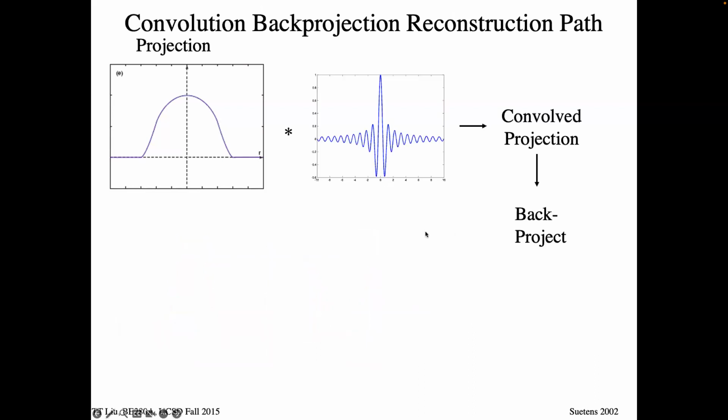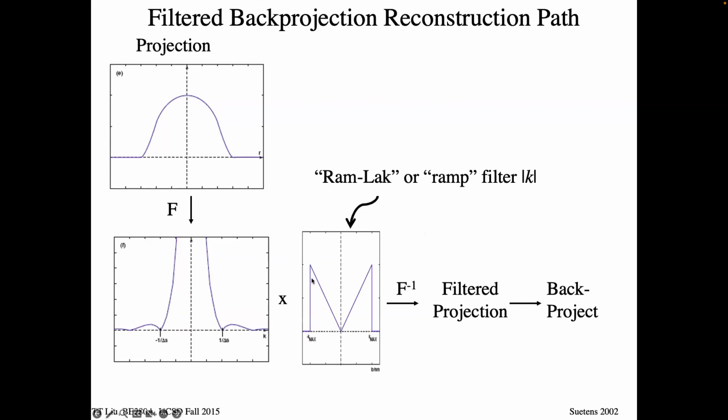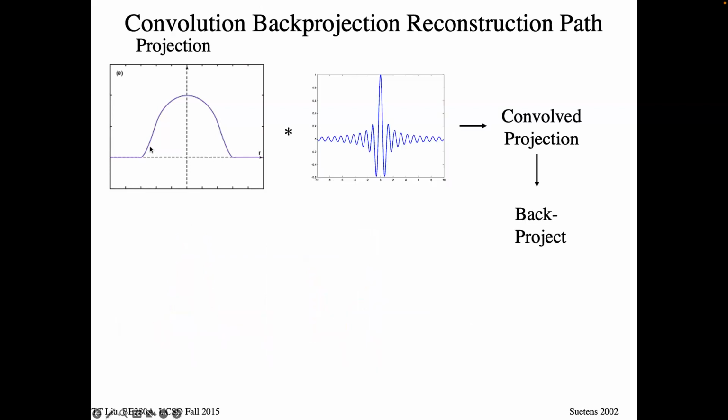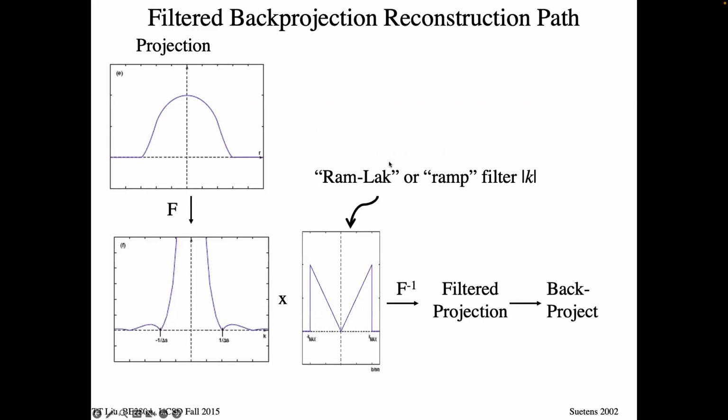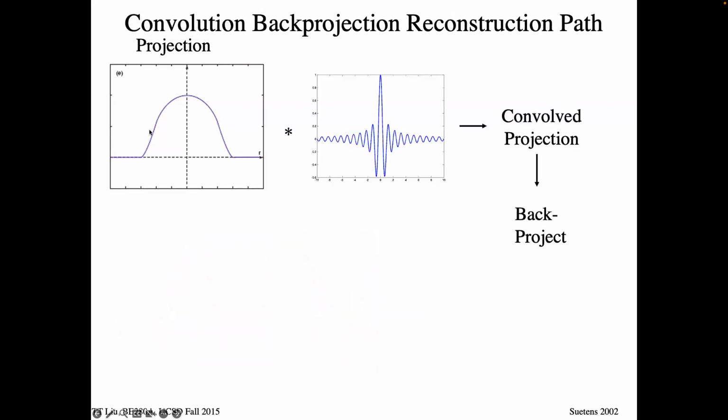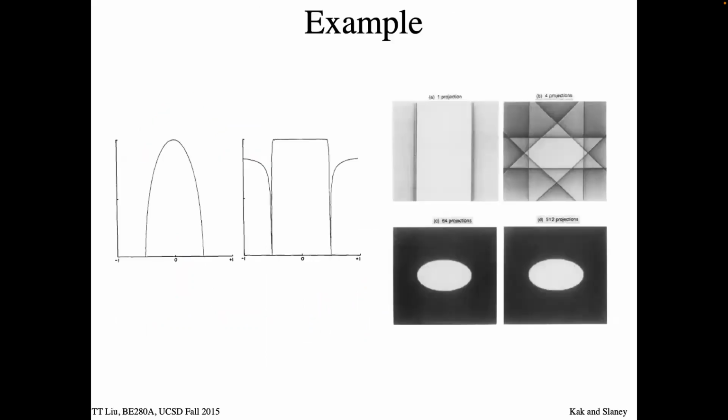Equivalently, because multiplication in the Fourier domain is equivalent to convolution in the spatial domain, I can take my original projection and just convolve it with the inverse Fourier transform of this, and then I get a convolved projection and I back project those. Both of those techniques are mathematically identical in producing this back projection.